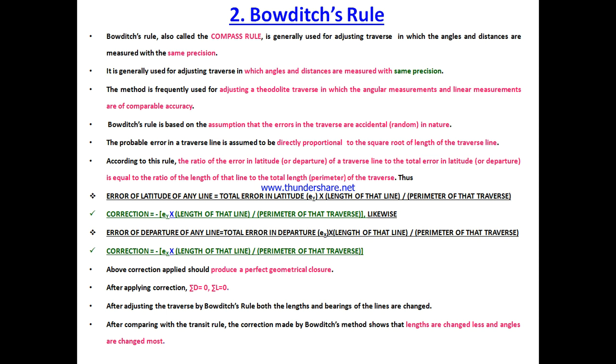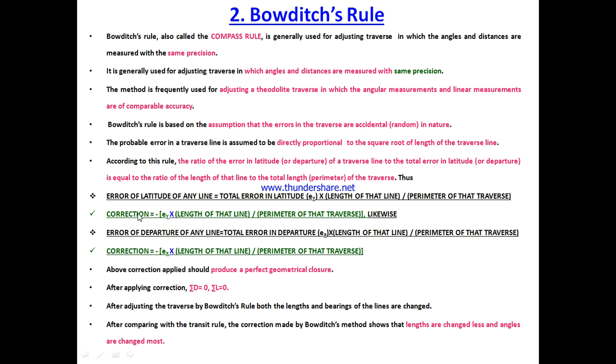So that the correction will give me a zero error. In this manner, if I want to calculate the error of latitude of any line, then it will be equal to the total error in latitude, represented by small ey, into the ratio of the length of that line upon the perimeter of the traverse. With the help of numericals, we are going to clear this concept after a few slides.